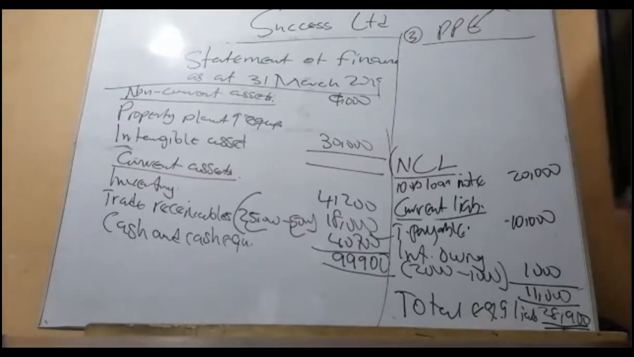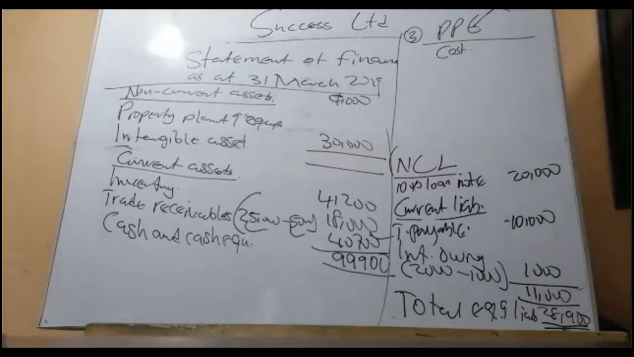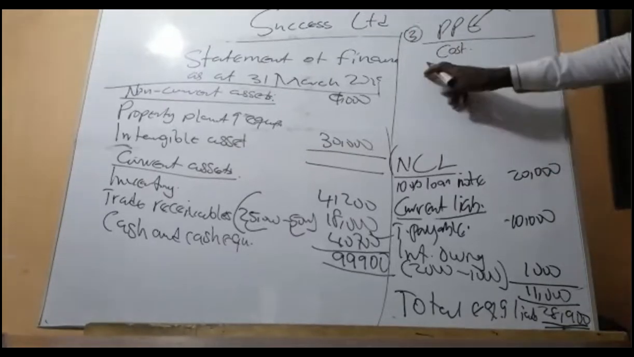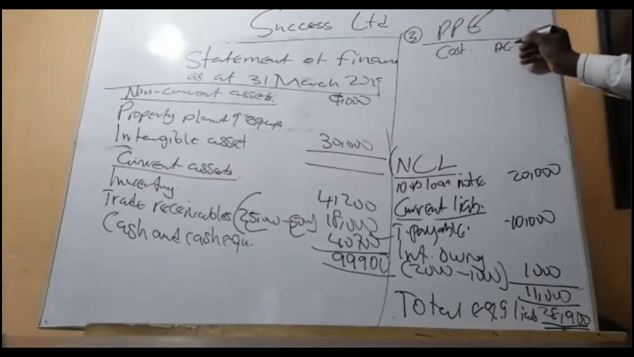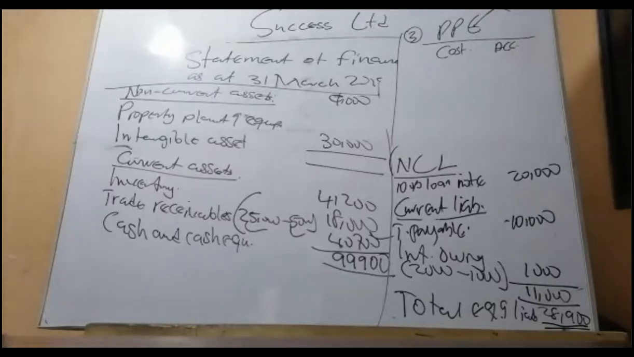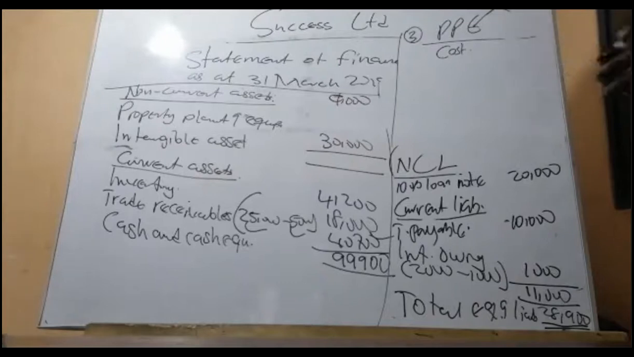Now, you have to write cost here on the one side. You write accumulated depreciation here. But this format, I will amend it as time goes on. I'll give you two formats and then you select one.